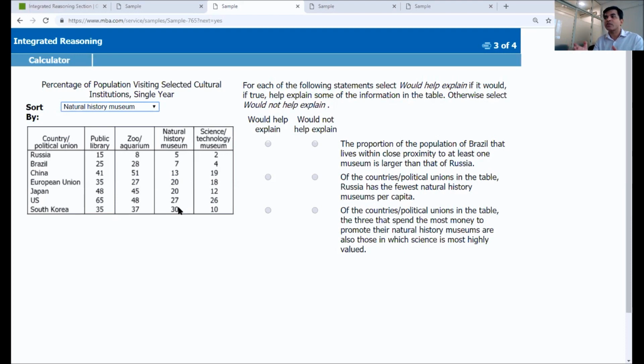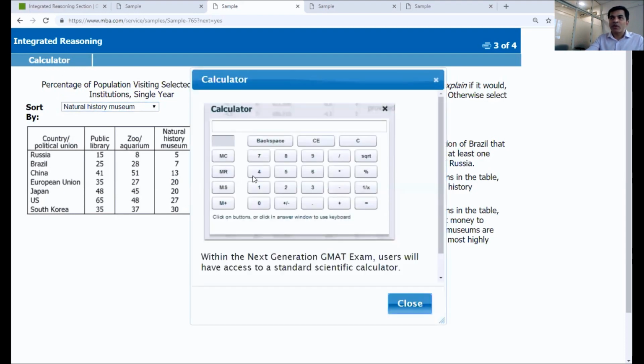In fact, most of the questions depend only on sorting. So table analysis is not about number crunching. By the way, on the IR section, you are allowed to use an online calculator. You'll see this calculator button available on the top left of your screen. If you click it, a small calculator will open up, which only has the basic functionality. If at all you need to make any calculations in IR, you can always use this calculator. This is just a picture they have given here on the website. It's not a real calculator, so it won't work.